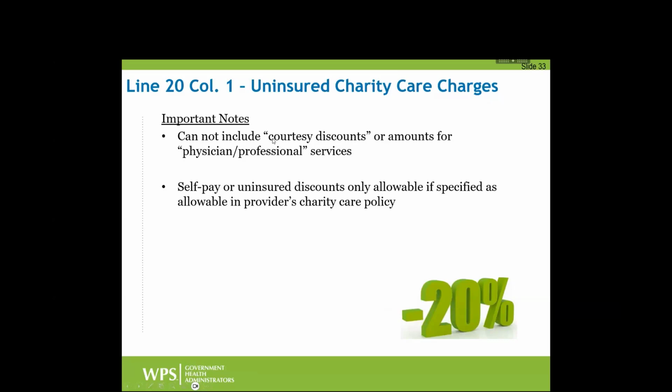A courtesy discount, by the way, is for a specific group of patients, individuals. A lot of times it's the clergy that's included. You might have some sort of employee type courtesy discount. Those types of things have nothing to do with financial status, and therefore they're not part of the charity care provision. For column 1, we're talking uninsured, so you could include a self-pay or uninsured discount as long as your policy allows it.